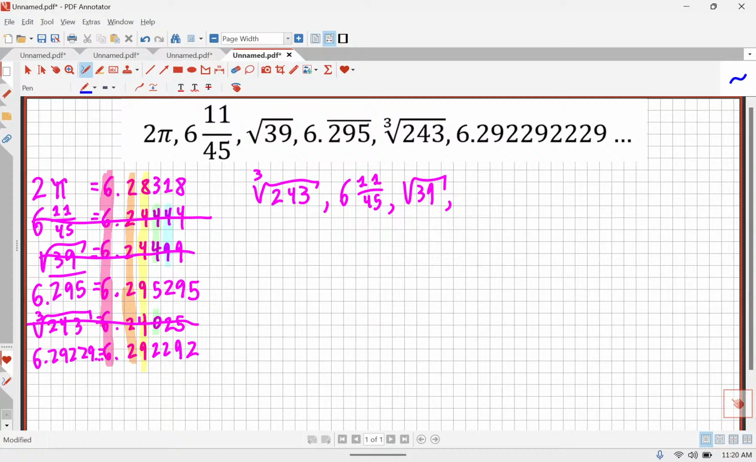Can you be more specific? Which number is the least? The 6.29229, 6.295, or the 2 pi? I see what you mean, because you're talking about this 2 versus this 5 versus this 3.